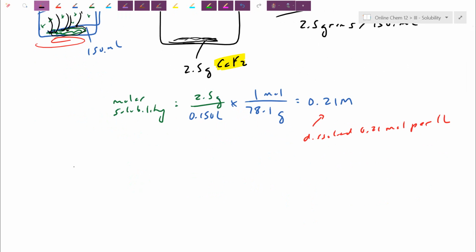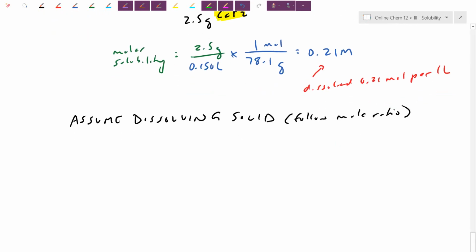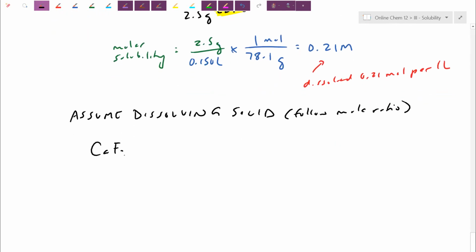So we're going to make an assumption here. Assume we're actually dissolving solid. And the nice thing about that is, great, it's going to follow the mole ratio. It's going to obey the coefficients in the stoichiometry, right? If I know what the salt is, in this case here it's CaF2, I'm going to put the solid on the left side. That's my solid. It's going to break out to form calcium ions and 2 fluoride ions here. I'm going to write out the KSP expression. These are two things I would write out for every single question.